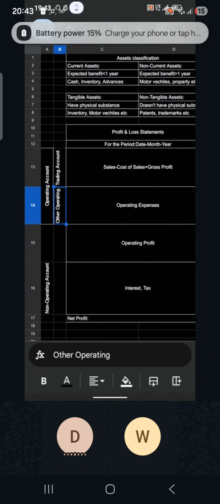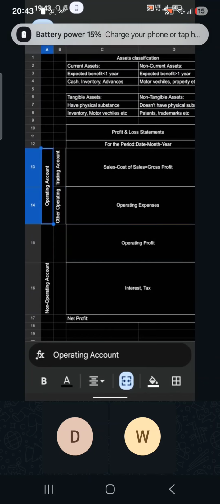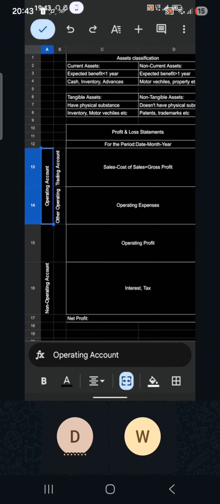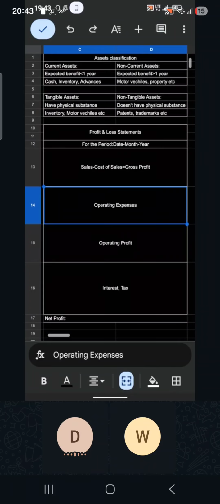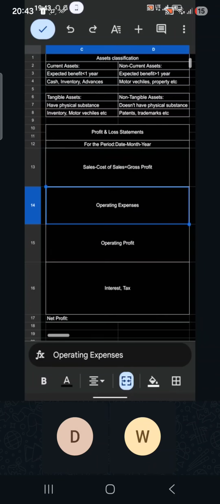There's also operating expenses, which is basically the opposite. Stuff you spend in your regular business, like rents, utilities, etc. And then there's other operating expenses. They're basically things that you spend money on outside of your business.